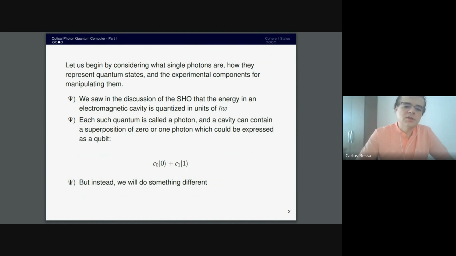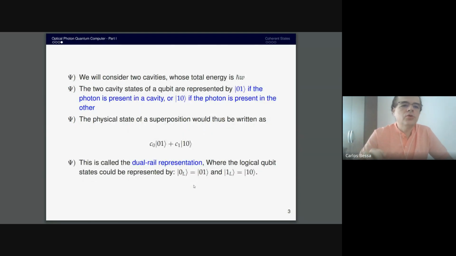But instead of doing this, we'll use a different approach. In this model, we will consider two cavities whose total energy is h bar omega. And the two-cavity state of the qubit could be represented by |0,1⟩ if the photon is present in one cavity, for instance, or |1,0⟩ if the photon is present in the other cavity. And the state of superposition could be given in this way.